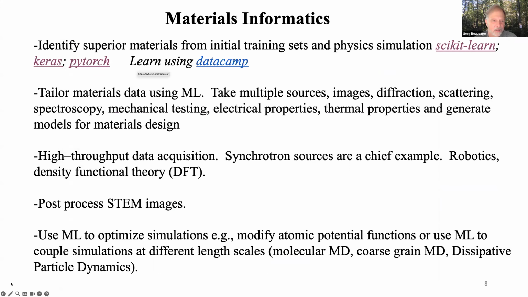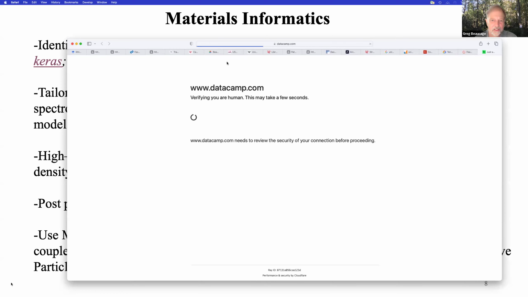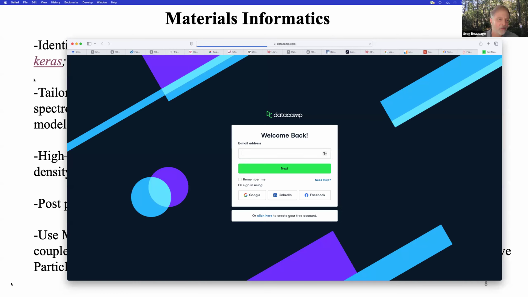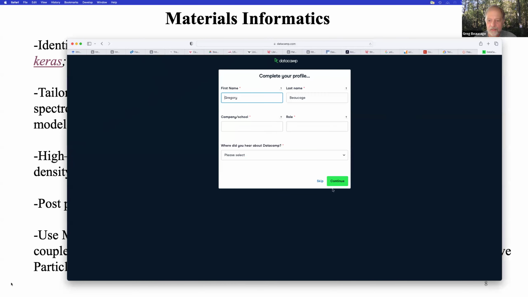And then there's this DataCamp thing that will teach you. This is just a teaching thing. So I guess we've got to do this.